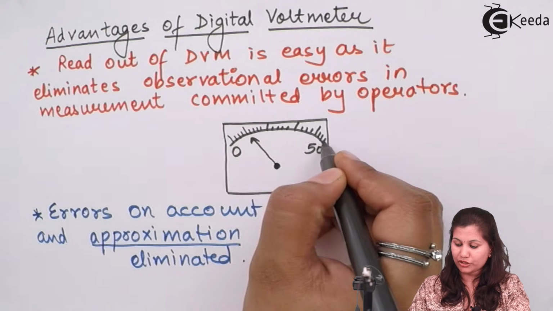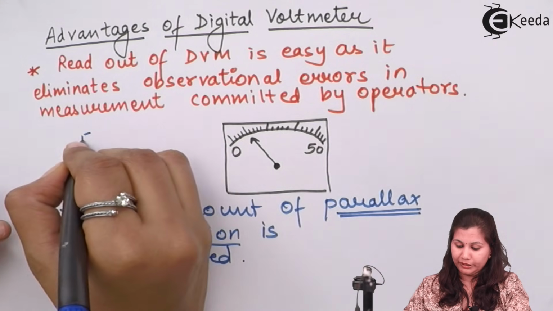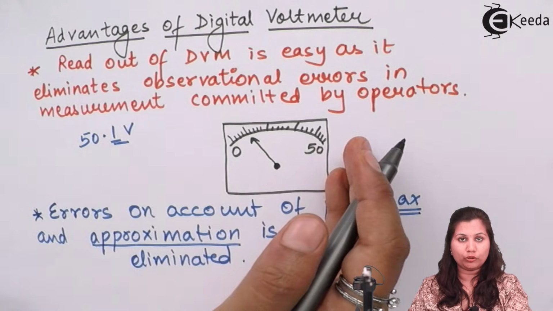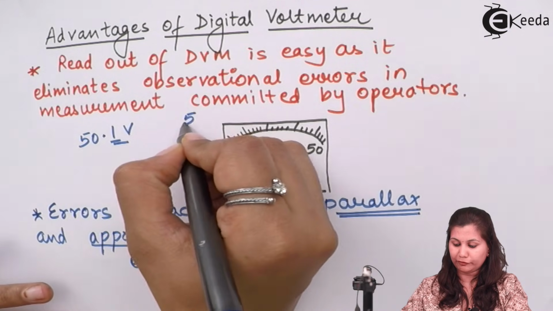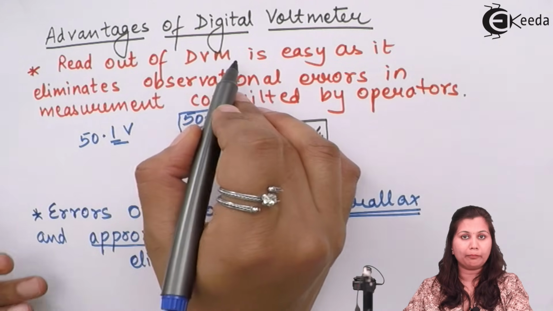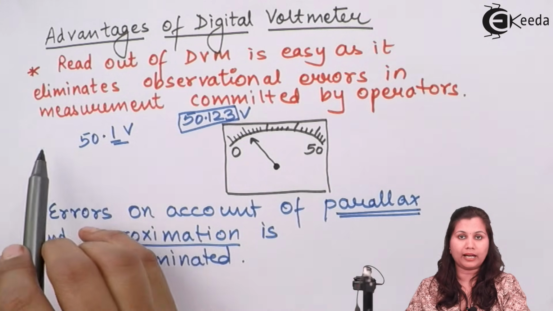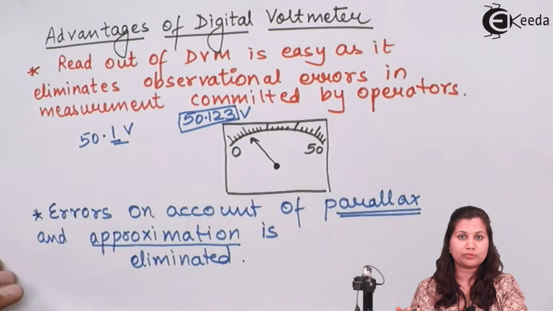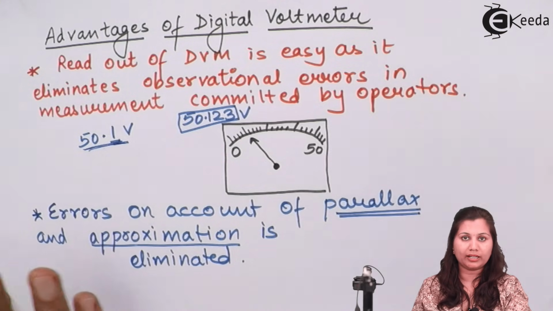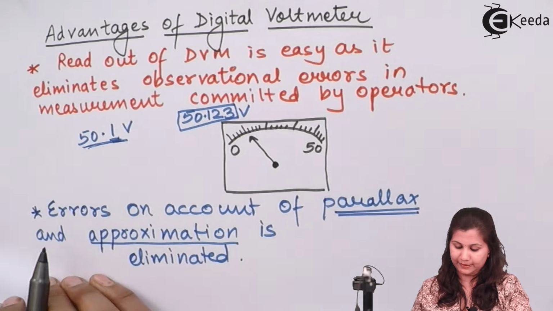Suppose that the scale divisions are minute and they can read the voltages up to 50.1 volts, up to 1 decimal point. But with digital voltmeters, if the actual voltage is 50.123 volts, that exact value can be read with the help of DVMs, that is digital voltmeters. Such a value will not be read by analog voltmeters, and the observer is going to make an approximation that the voltage is close to 50.1. So these types of errors are eliminated in the case of digital voltmeters.